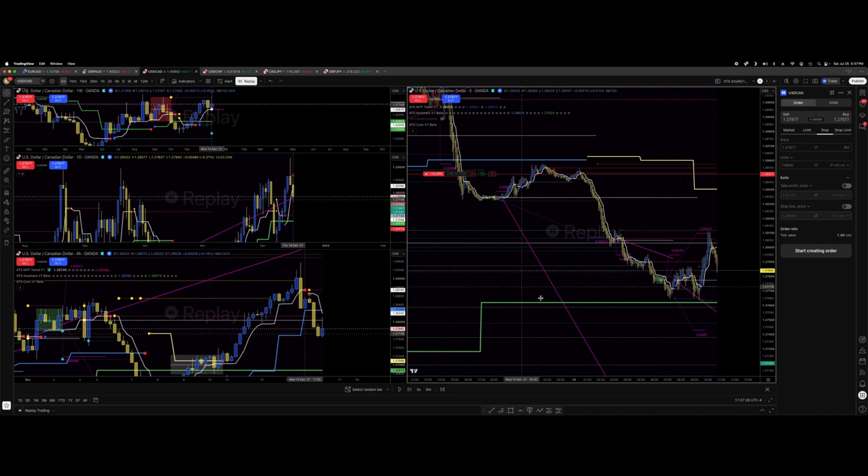I'm not convinced that it's going to continue down. Put a big wide stop here if it does want to run south for a while. And if it pops up past here, just get out.